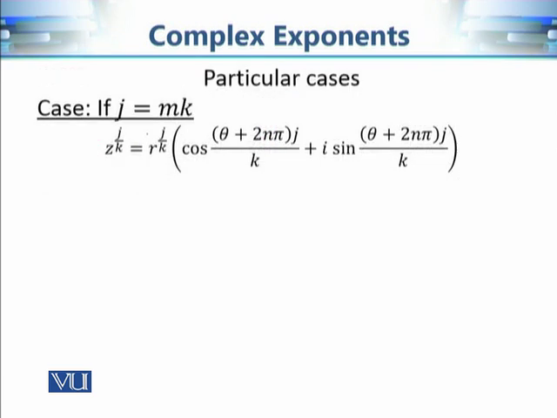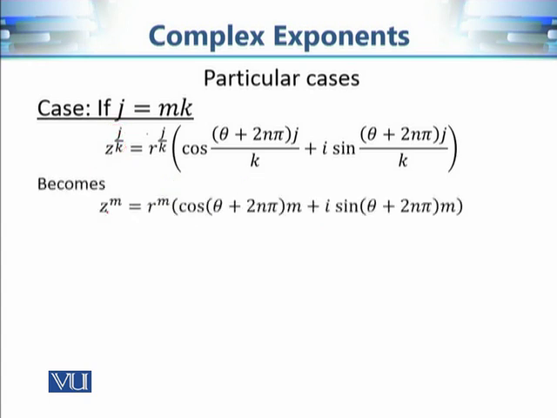Now let's consider some particular cases. For example, what happens if j is equal to mk? Over here, z raised to power j over k is equal to z raised to power mk over k. So k and k will cancel out each other, and we will get z raised to power m. So in other words, we are trying to find out how we take the power of a complex number, and of course we will observe whether it is the same definition that we have done so far. Now let's try to find it out.